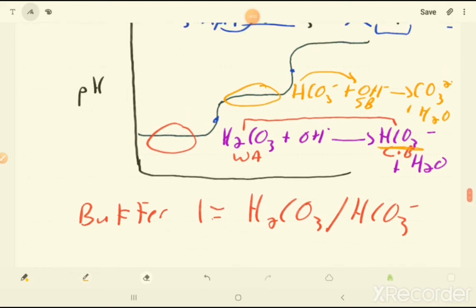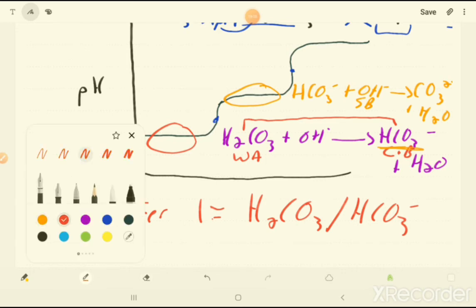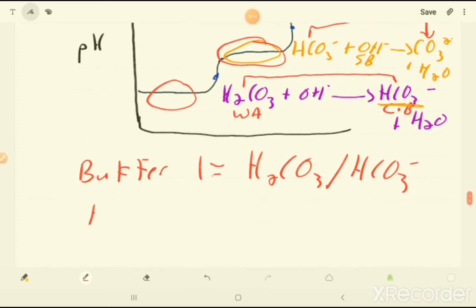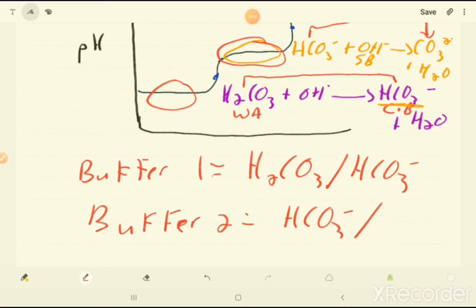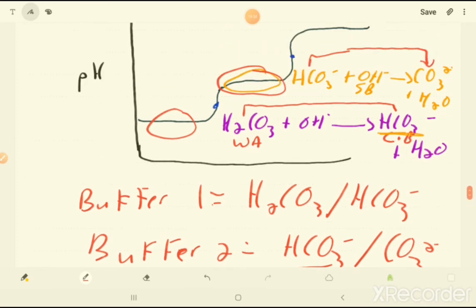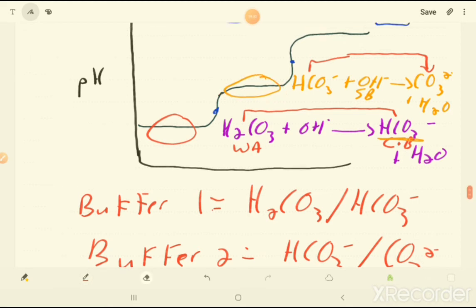Again, the buffer system here is going to be present, and it's HCO3 minus to CO3 2 minus. So at this region over here, we will have a second buffer region, and the buffer system, or buffer number 2, is going to be HCO3 minus to CO3 2 minus. This is the weak acid, and there's its conjugate base. And this is going to cause the resistance in pH at our second step over here.